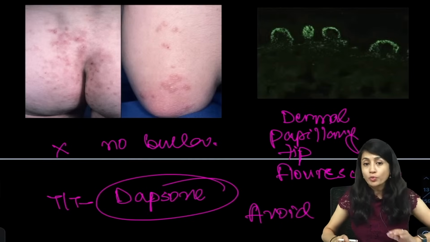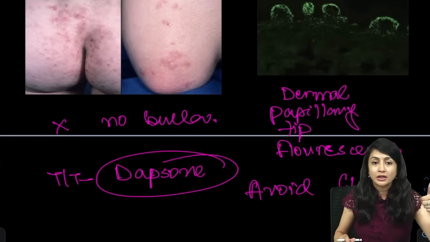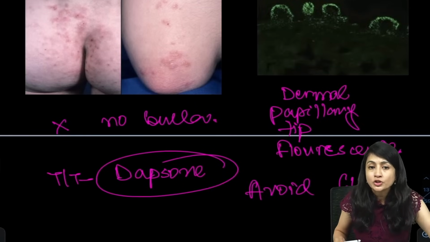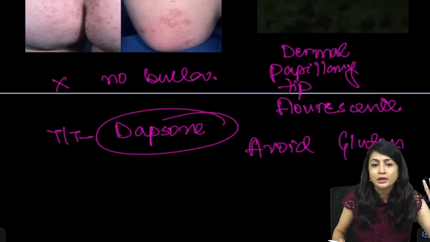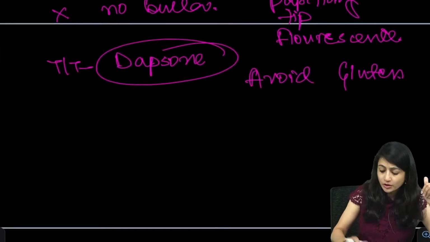So these are all the important questions which are asked for dermatitis herpetiformis. So no bulla formation, itchy excoriated papule, dermal papillary tip fluorescence. Treatment is Dapsone and avoid gluten.